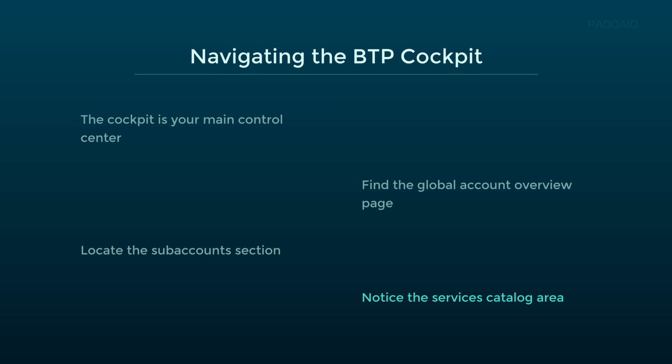Notice the Services Catalog area. This is where all available BTP services are listed, like a digital menu. For example, if you need a database service, you'd browse here to find and enable it. This central listing makes discovering and accessing the tools you need straightforward.